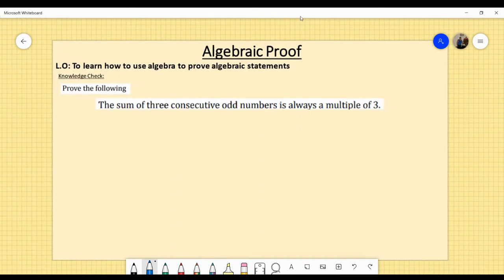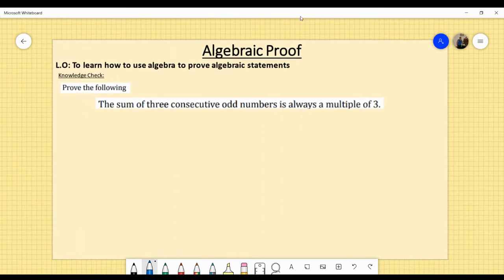Okay, so if we have a look at this one, we want to prove that the sum of 3 consecutive odd numbers is always a multiple of 3. So start this one off, and then when you're ready for me to go through it, hit play. Okay, so when we're thinking about this one, we've got our key terms. Sum meant we needed to add them, and then 3 consecutive odd numbers. So we've got a few things to do there, and to prove that it is a multiple of 3.